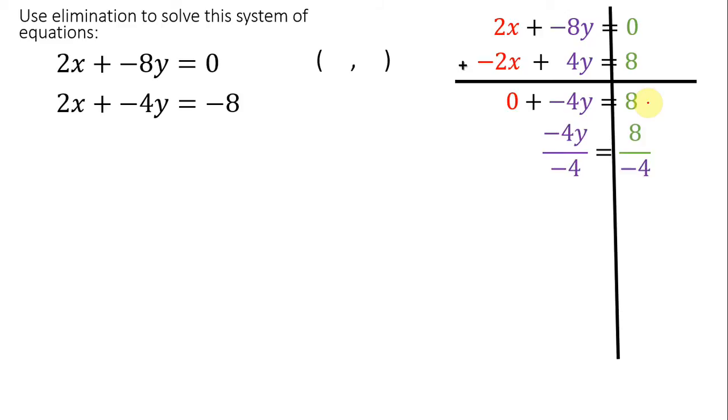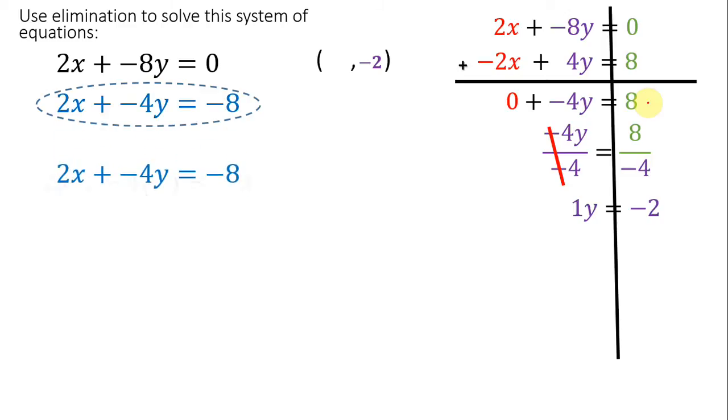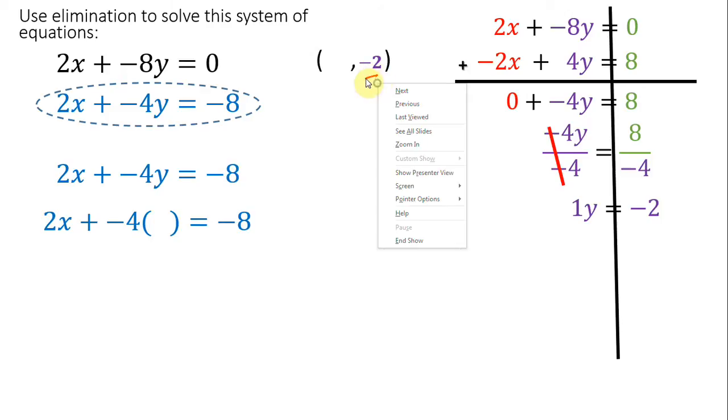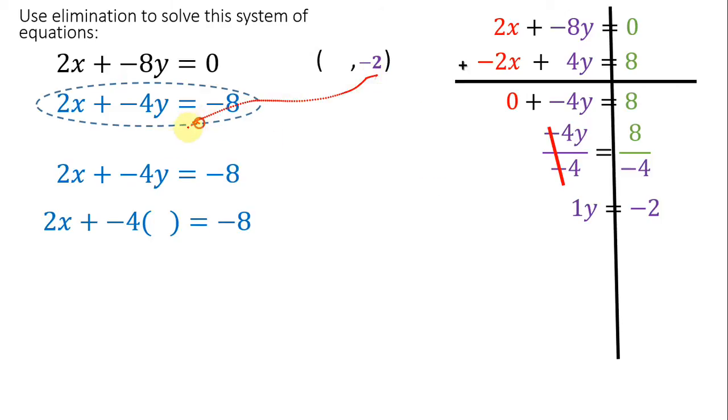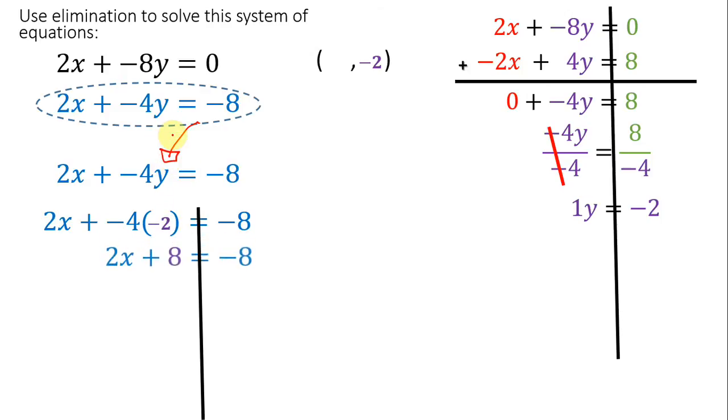Now I'll just solve for y. And I'll pick an equation to substitute the value of negative 2 that I found for y into the y spot in my equation that I chose. Put that right there.